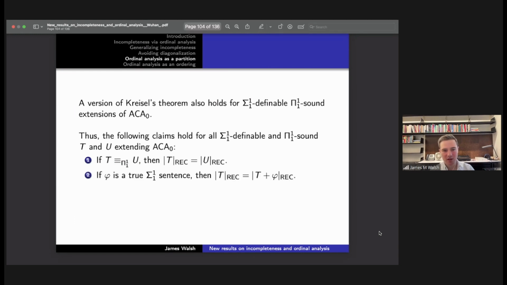And then the second claim that we get is this version of Kreisel's theorem, right? So if φ is a true Σ^1_1 sentence, then the recursive proof theoretic ordinal of T is insensitive to φ. The recursive proof theoretic ordinal of T equals the recursive proof theoretic ordinal of T plus φ. So we get these two claims. And the question that we're going to ask is, to what extent do these properties characterize ordinal analysis? We have these two features of ordinal analysis: it's not distinguishing between Π^1_1 equivalent theories, and it's invariant under the addition of Σ^1_1 truths. So to what extent do these properties characterize ordinal analysis?